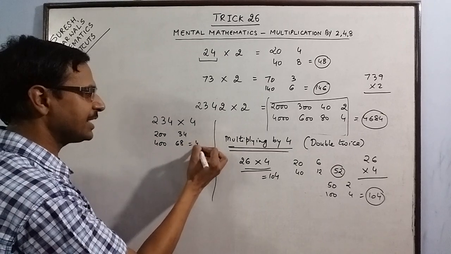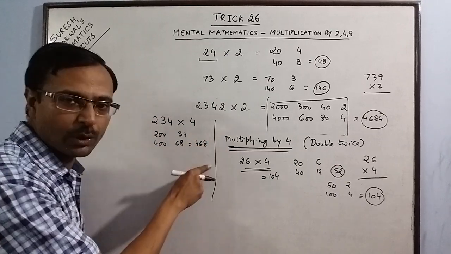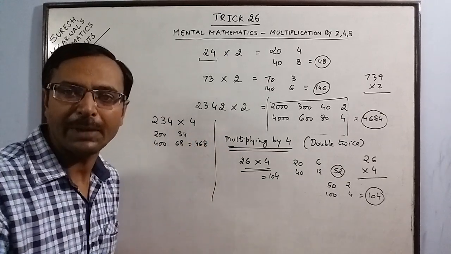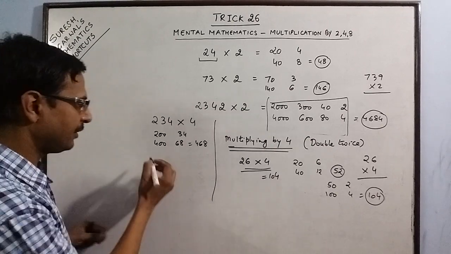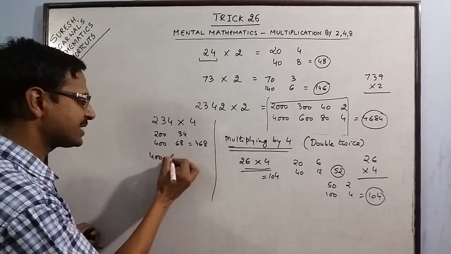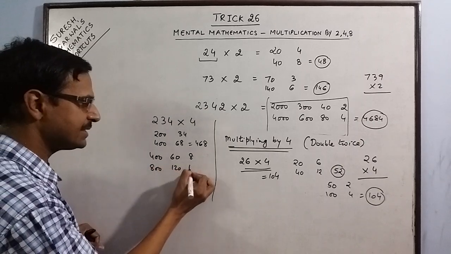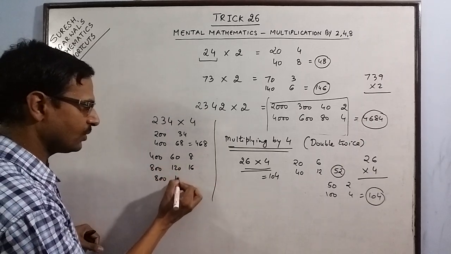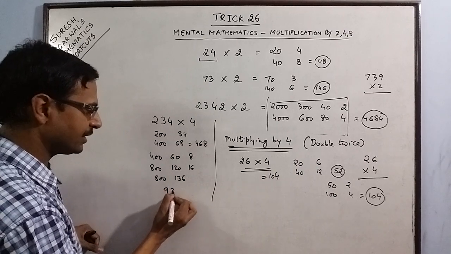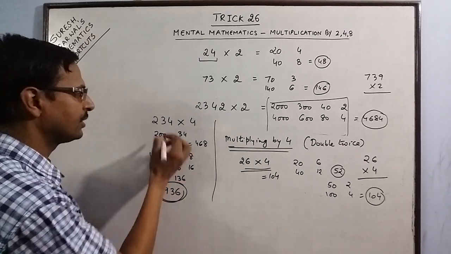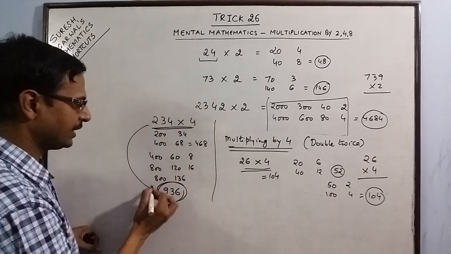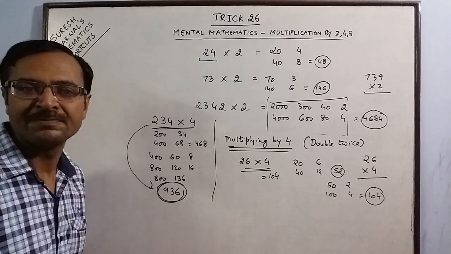So 468, this is double of 234, that means I have multiplied the number by 2. Now I will double it again. 468, 800, 120, 16: 800, 136, 936. So your answer for 234 into 4 is 936.